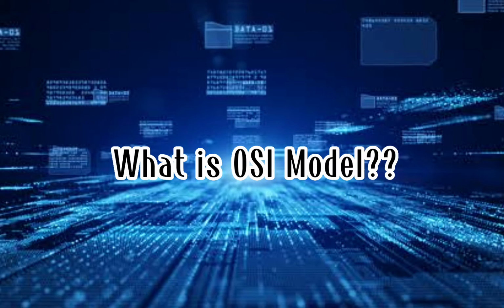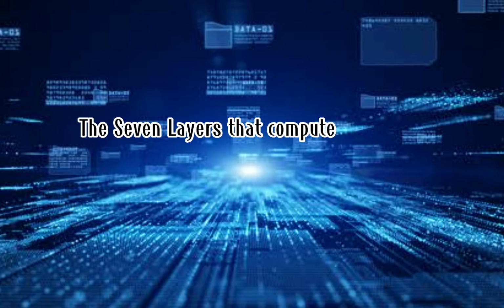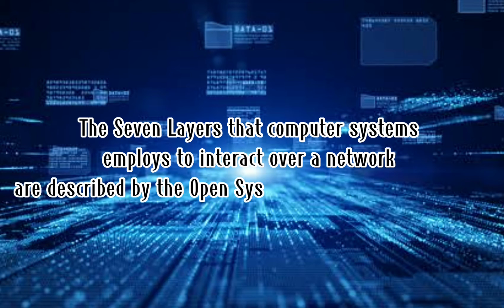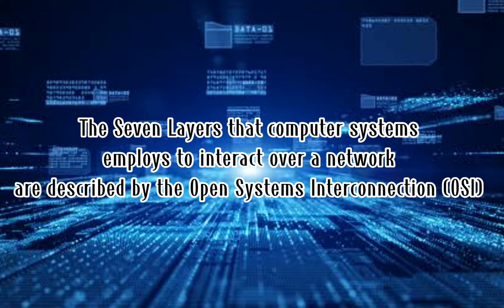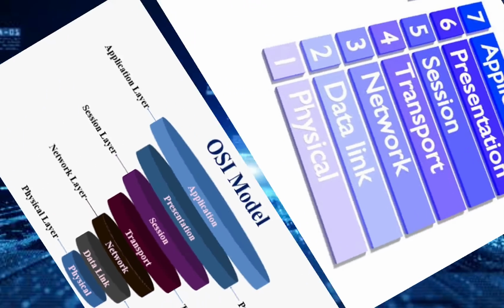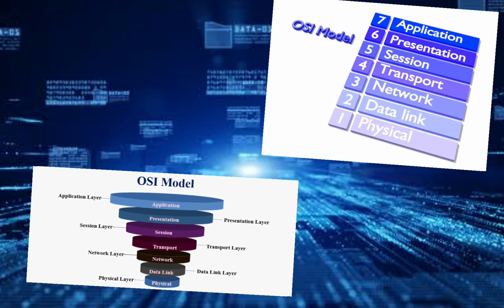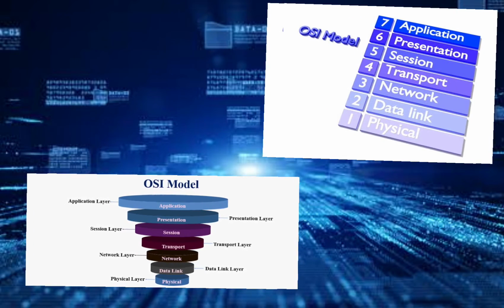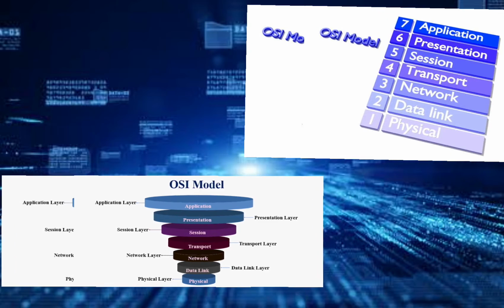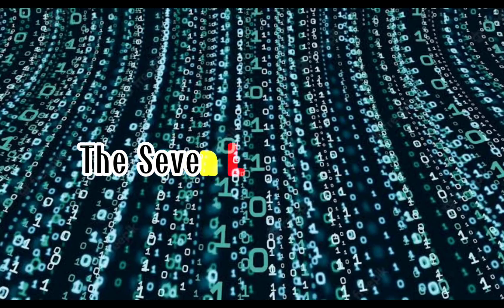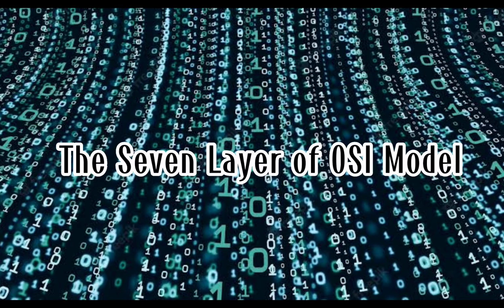What is OSI? The 7 layers that the computer system employs to interact over a network are described by the Open System Interconnection, or OSI model. It was the first standard model for network communication, adopted by all major computer and telecommunication companies in the early 1980s.